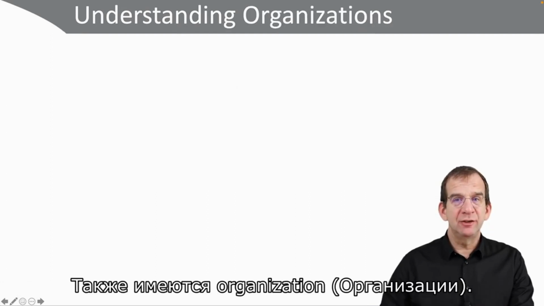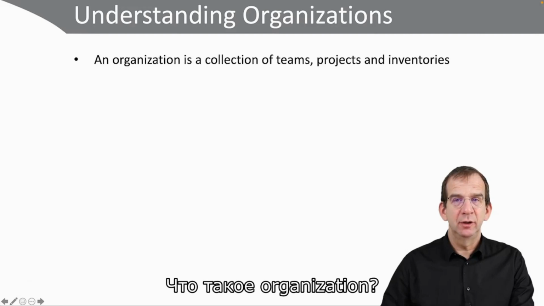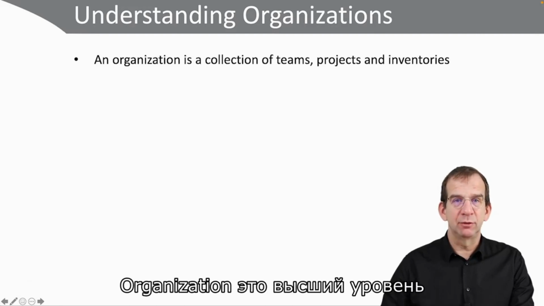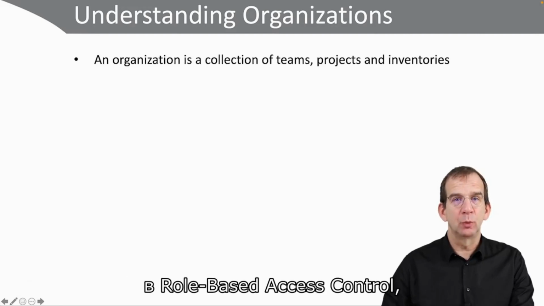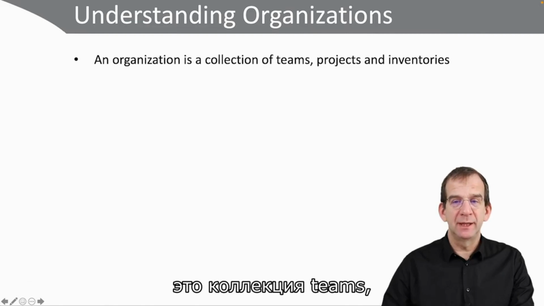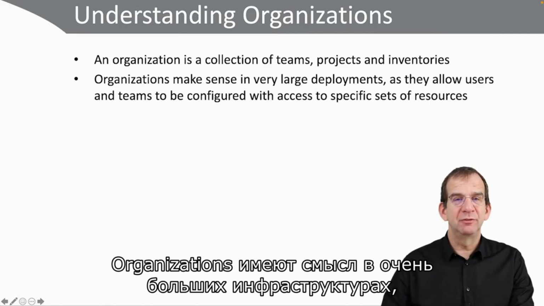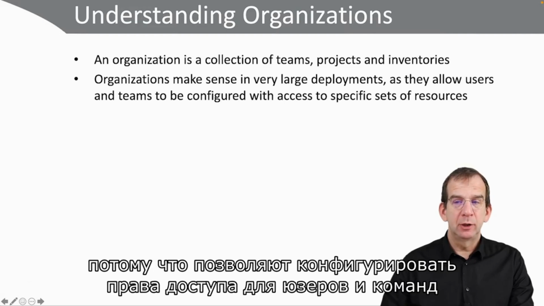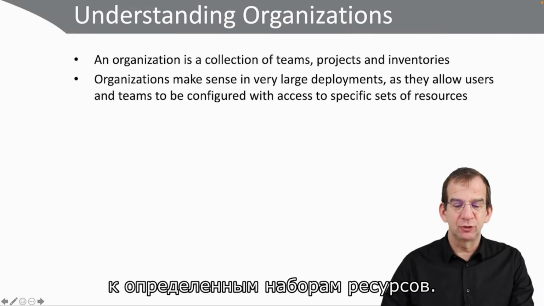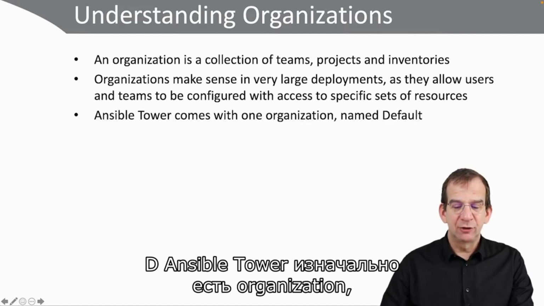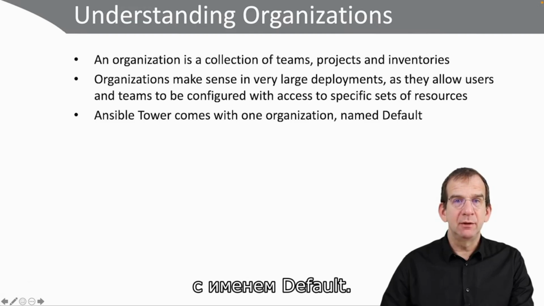There's also organizations. Now, what is an organization? An organization is the highest level of role-based access control, basically. It's a collection of teams, projects, and inventories. Organizations make sense in very large deployments because they allow users and teams to be configured with access to specific sets of resources. And Ansible Tower comes with one organization with the name Default.